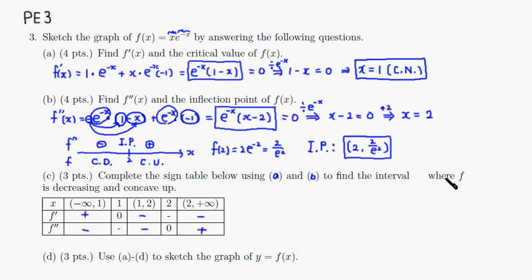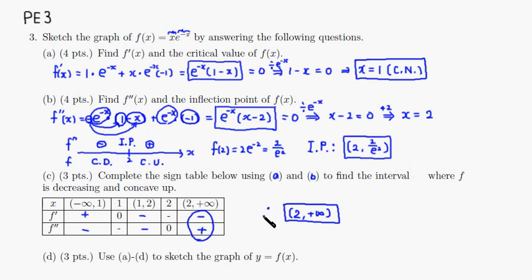Then the second part of the question is to find the interval where f is decreasing and concave up, which means decreasing: the first derivative is negative, and concave up: the second derivative is positive. So the only place would be right here, right? So the answer is f is decreasing and concave up at the same time on the interval from 2 to positive infinity. All right, so we have that.